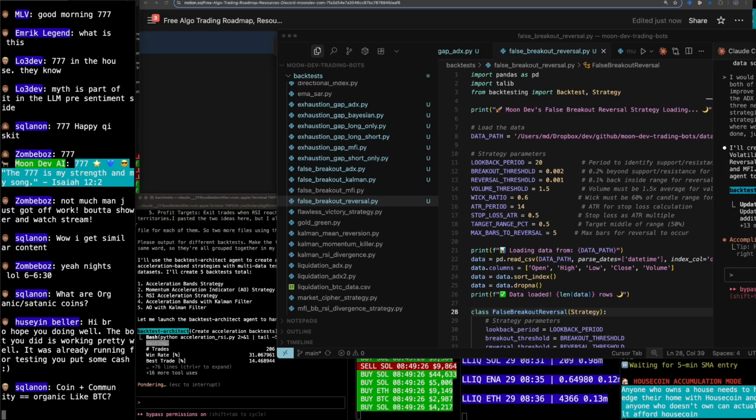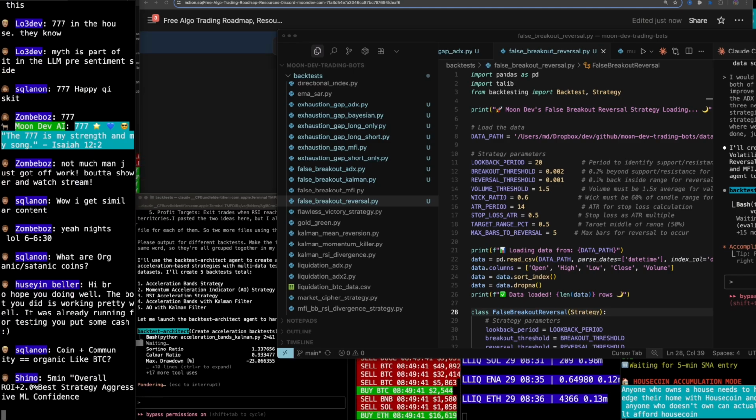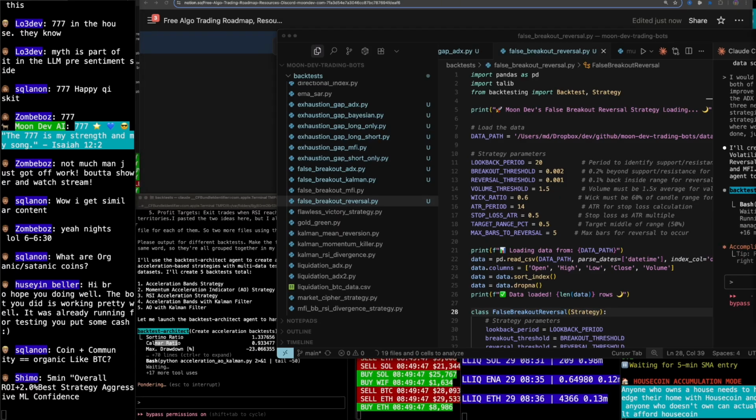Coin plus community equals organic, like BTC. Five-minute overall ROI 2.0, best strategy, aggressive ML confidence. I don't know what either three of you mean, but much love to all of you.